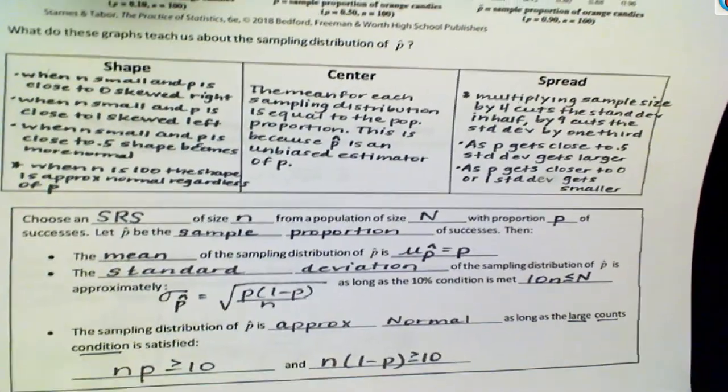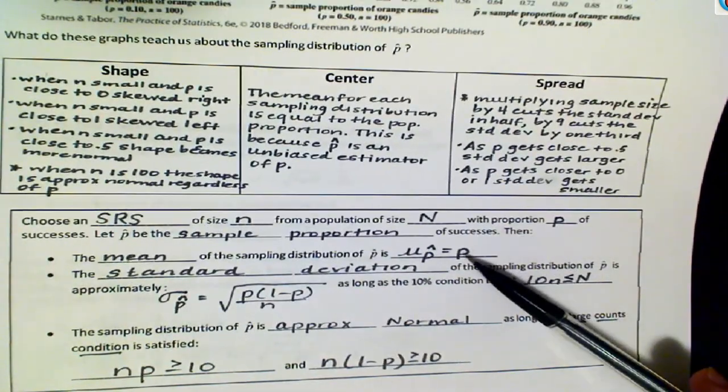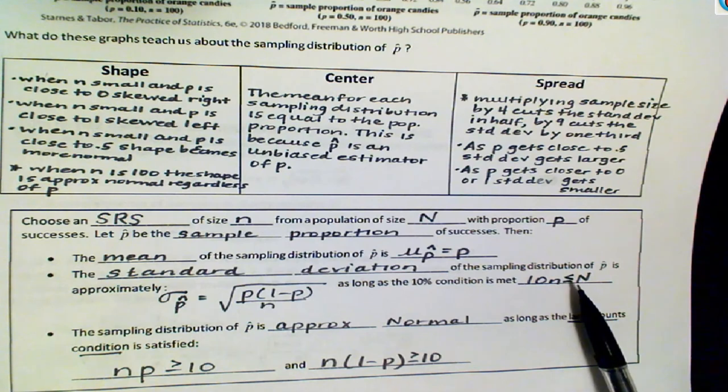All right, so these are the conditions. This is what we're going to know. It's a formula. We need to meet this condition to find the standard deviation, and this is how you figure out if you have a normal distribution.